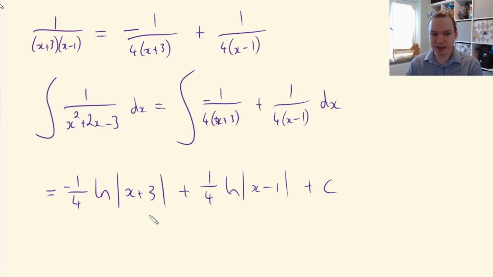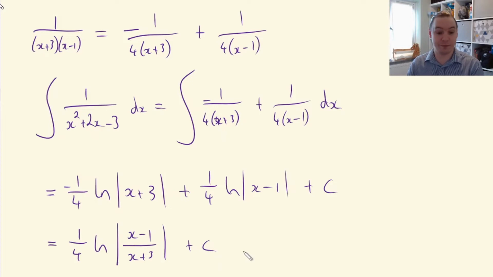I could stop here, but I don't want to stop here, because I can tidy this up slightly, because I've got a coefficient of 1/4 on both of these, but this is a negative and this is a positive, and we know we have some rules of logs here. So that's going to be 1/4 of the natural log of x minus 1 divided by x plus 3. And that's just a slightly tidier final solution to this, one single natural log.